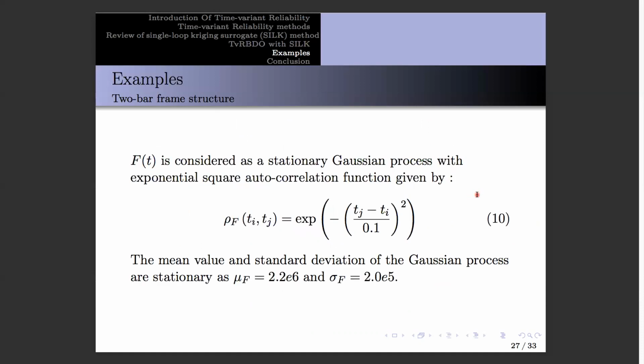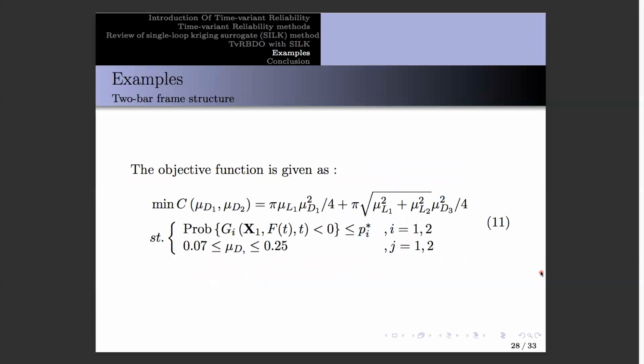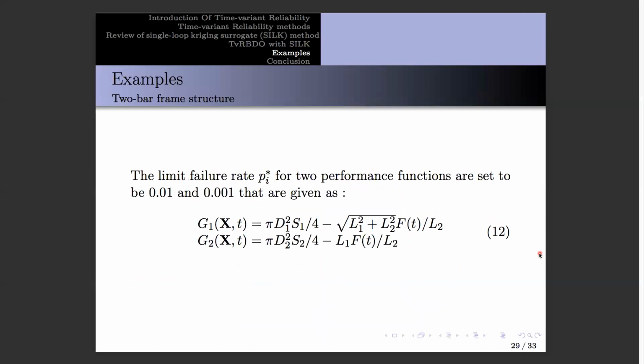So the stochastic force Ft is considered as a stationary Gaussian process with an exponential square autocorrelation function given by this function. The mean value and standard deviation of the Gaussian process are stationary, with mu f equal to 2.2 and sigma f equal to 2.0 multiplied by 10 to the power of 5. The objective function is given as in this function, and the limit failure rates P star for the two performance functions are set to be 0.01 and 0.01.